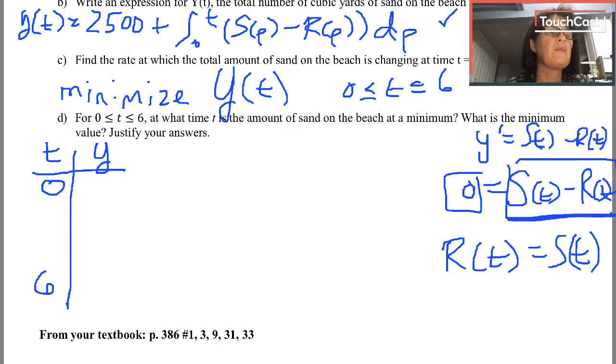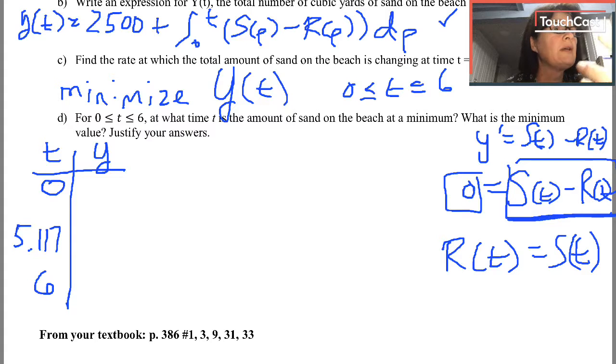So that's probably what I would type on my calculator. I'm going to type those two functions and set them equal to each other. And my calculator tells me that that happens at time t equals 5.117 seconds. Not seconds, hours. 5.117 hours. There we go.